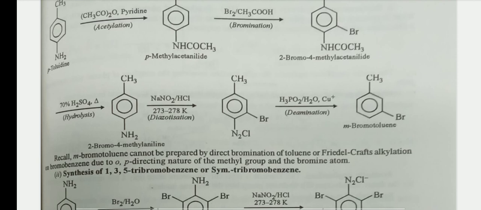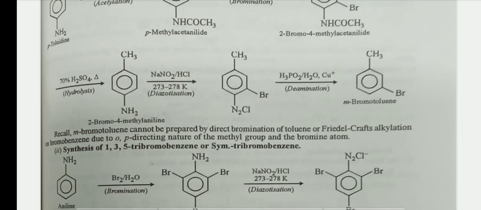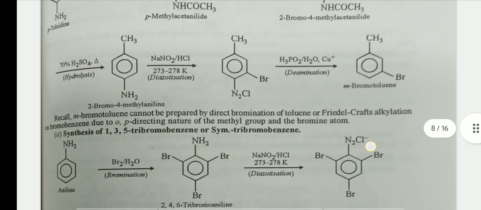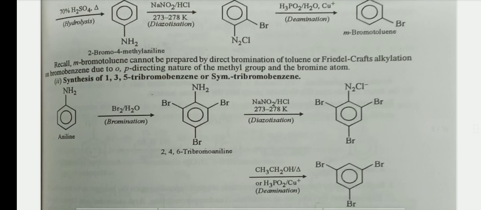Then 70% H2SO4 and heat, this is hydrolysis, gives 2-bromo-4-methylaniline. Now we will do diazotization, that is NaNO2, HCl at 273 to 278 Kelvin temperature. Then deamination, and now m-bromotoluene is formed. Recall, m-bromotoluene cannot be prepared by direct bromination of toluene or Friedel-Crafts alkylation on bromobenzene due to the ortho-para-directing nature of the methyl group and the bromine atom.